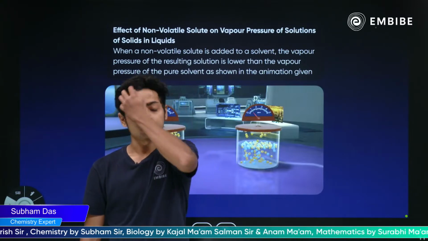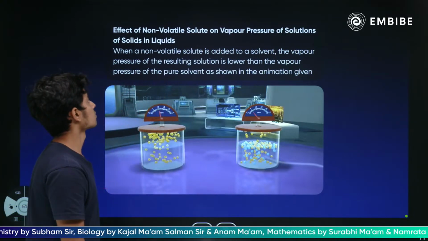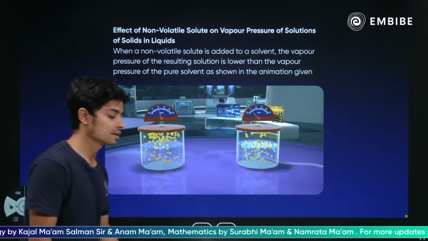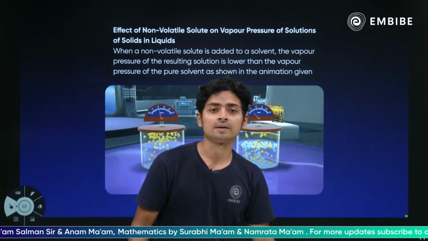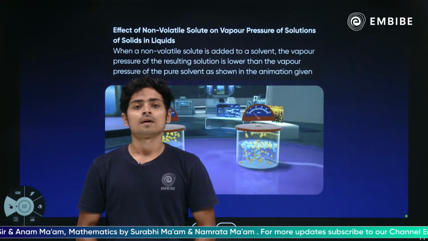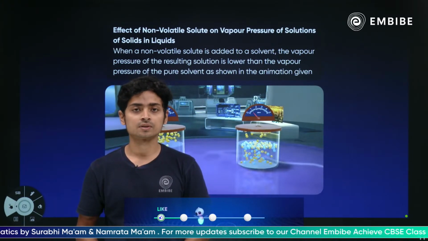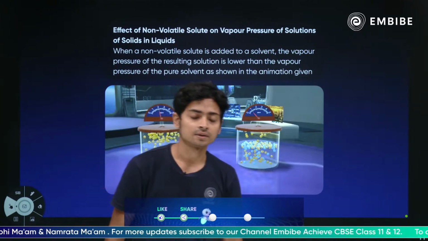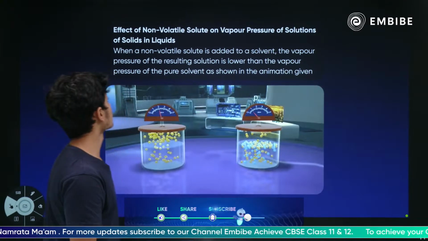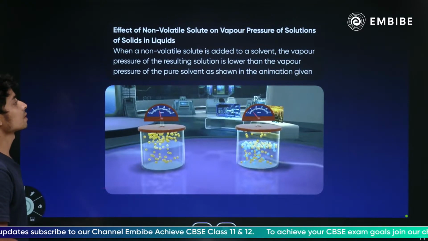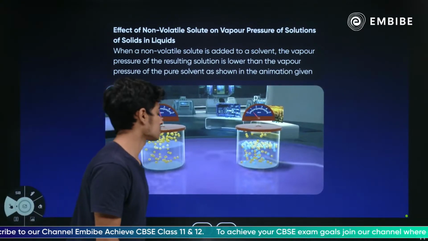Okay, so let's start. The first concept which we will learn today: last class we had learned regarding Raoult's law for a binary solution. Then we had learned regarding various forms of concentration. So we will continue that today. Today we are starting with the effect of non-volatile solute on vapor pressure of solutions of solids in liquids.